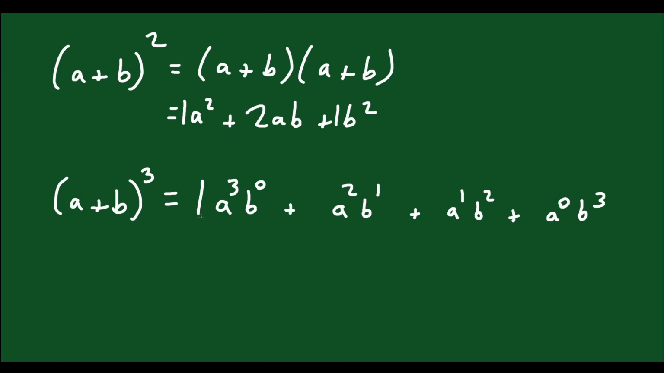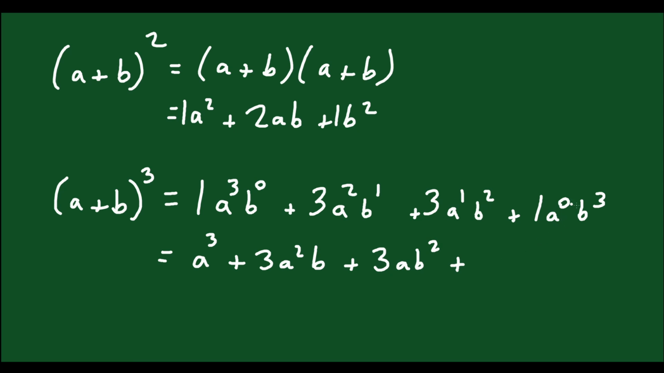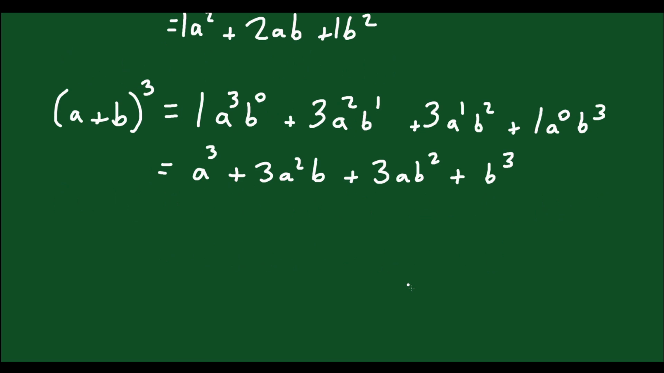So 1, 3, 3, 1. And then you can simplify this, right? Because b to the 0 is just 1, and so this first term is really just a cubed. And then this term here you can write as 3a squared times b plus 3ab squared plus a to the zero, which is 1. So this is just b cubed like that. And then that's it. So instead of having to do a FOIL and then another expansion or however you want to do it, you can just use the coefficients from the triangle and this technique to figure out what it is. Let's do another one just to get comfortable with this.